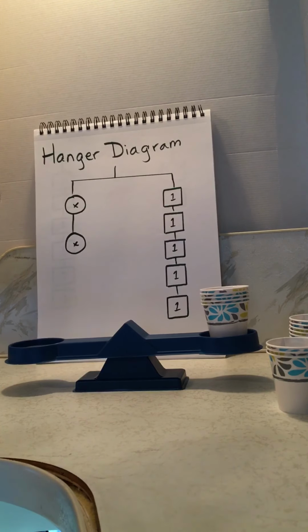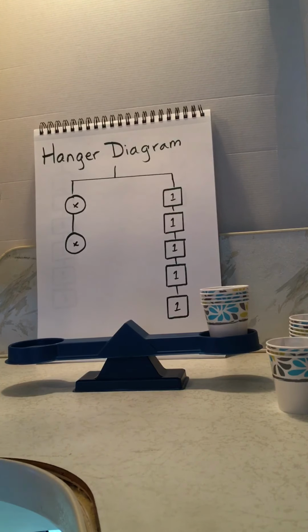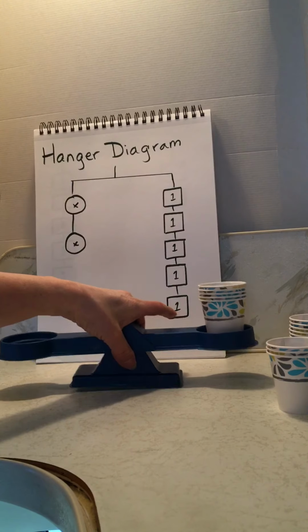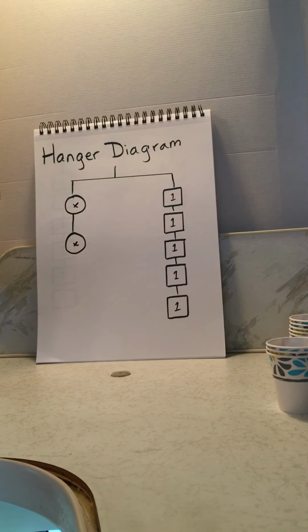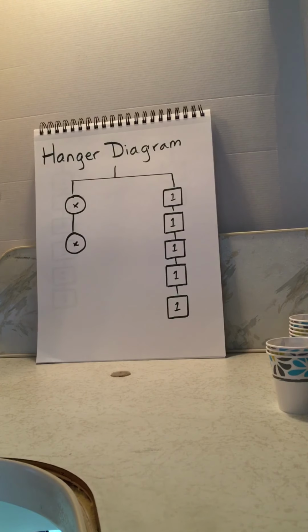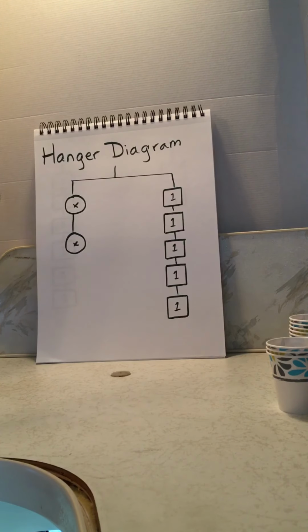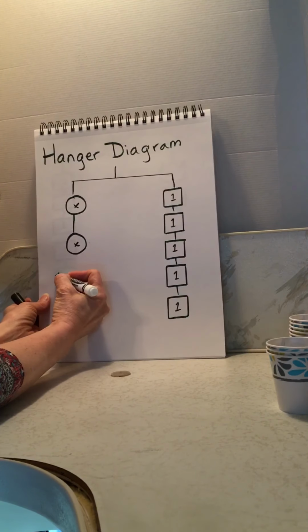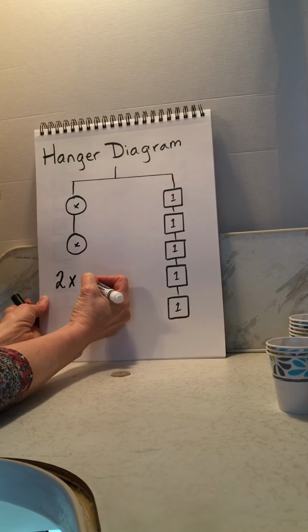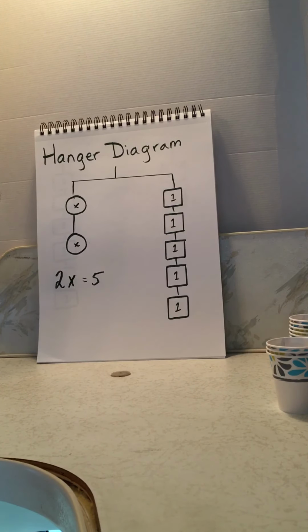So that pan balance obviously is balanced. Those two things are equal. Let's look at a hanger diagram that represents the exact same information. I have 2 x's, and then I have 5 squares. It's balanced. And what that means is, if you were to write an equation, 2x equals 5. We don't know what the x's are right now, but that would be the equation.